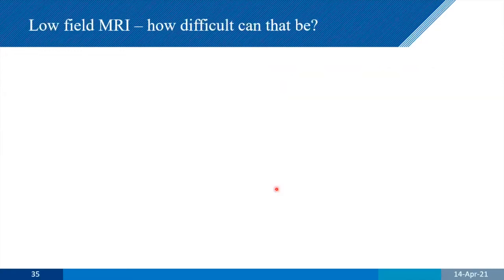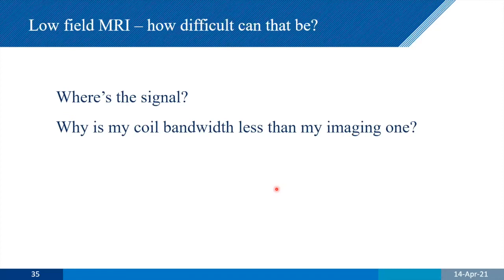So low field MRI, how difficult can that be, right? I mean, you don't have many of the problems that come into high field. So we start to build some low field. First question, what happened to the signal, right? I mean, we're at 50 millitesla versus 7 Tesla, big difference. So you have to find where your signal is. Then, never thought about this, never had to think about this before, right?